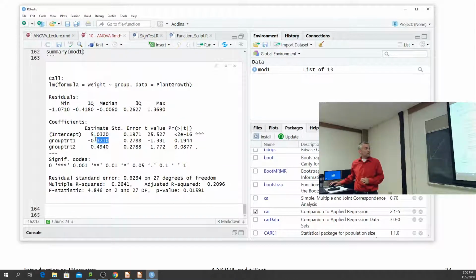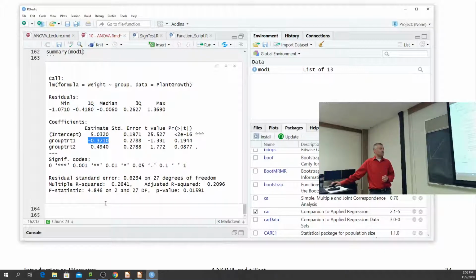Treatment 1 is 0.371 units below our intercept. So our mean of treatment 1 is 0.47. Is that right? Someone can scroll back. Group 2 is 0.494 units above our intercept. So it's just kind of giving us an idea of the effect of each of our groups relative to our intercept. Now, are we going to worry about these? No, we're not. I'm just kind of showing you what this summary is giving us.